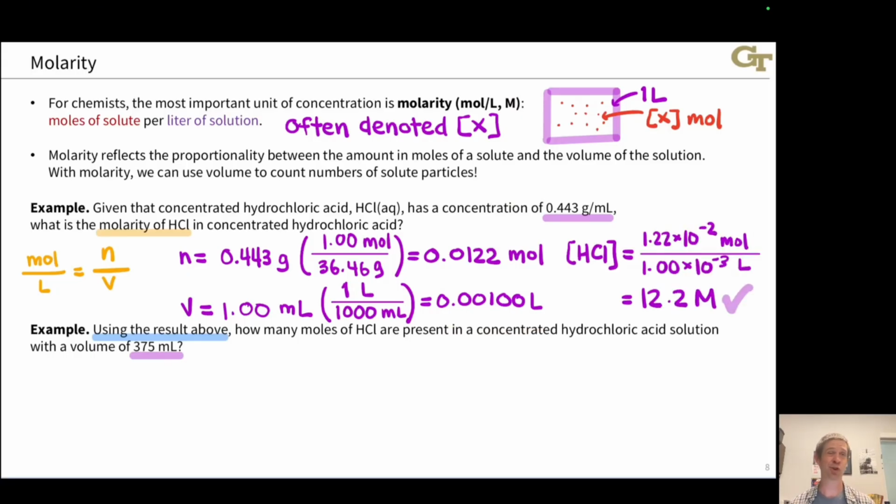In fact, you can go out on the internet and Google what is the molarity of concentrated HCl, and this is the number that you'll see. This is actually among the highest possible concentrations for HCl in water.